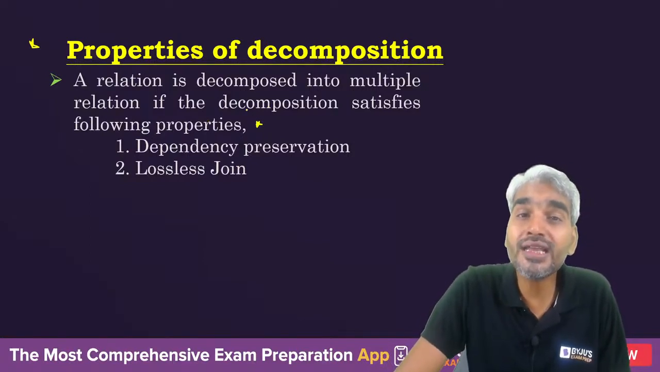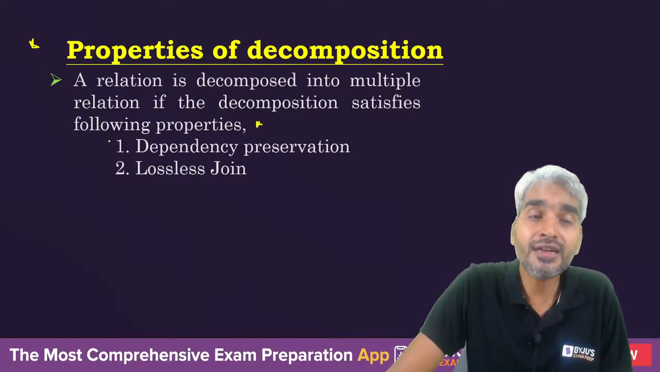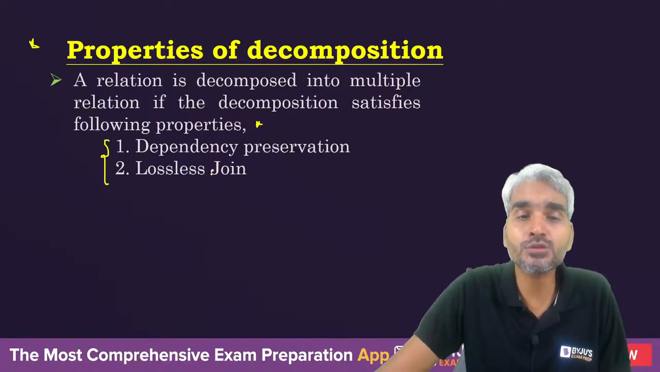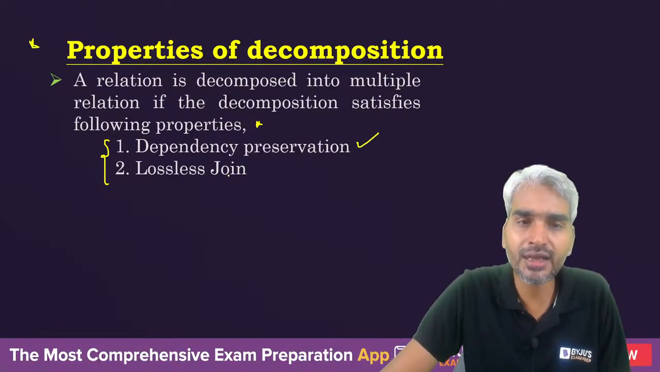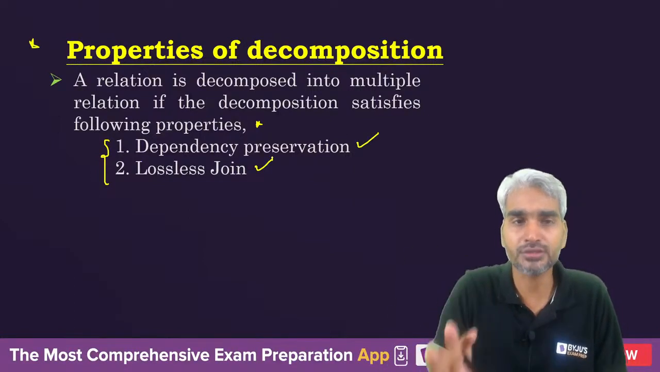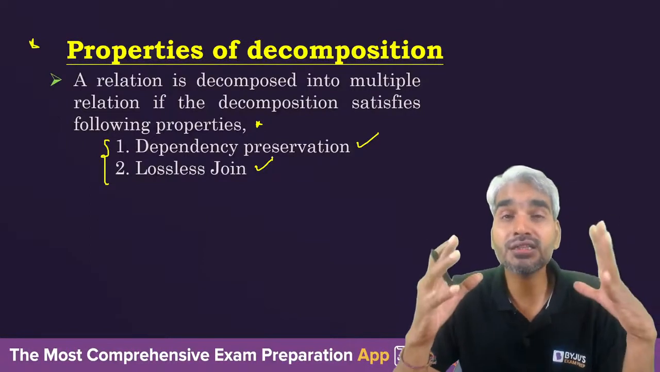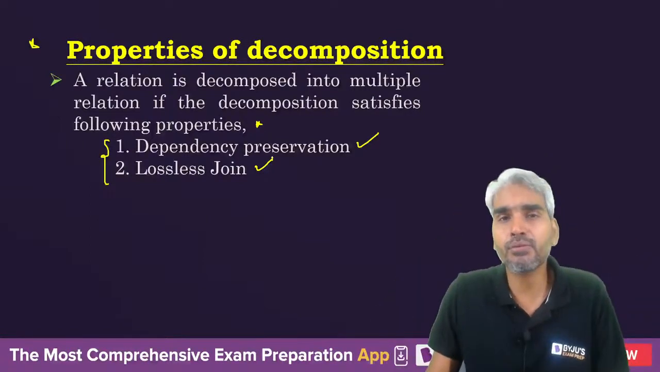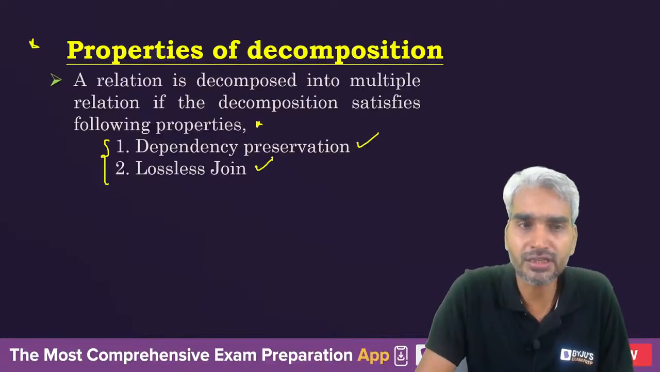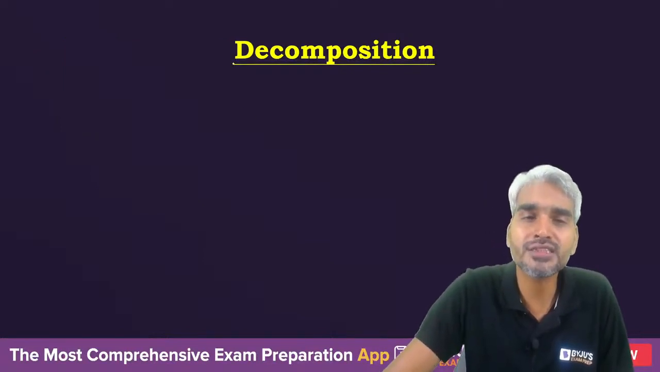So when do we decompose a given relation into sub-relations? When it satisfies these two properties. One is dependency preservation, another is lossless join. Those are the two things which your relation must preserve when we are decomposing a given relation into sub-relations. So let's try to understand what I mean when I say decomposition.